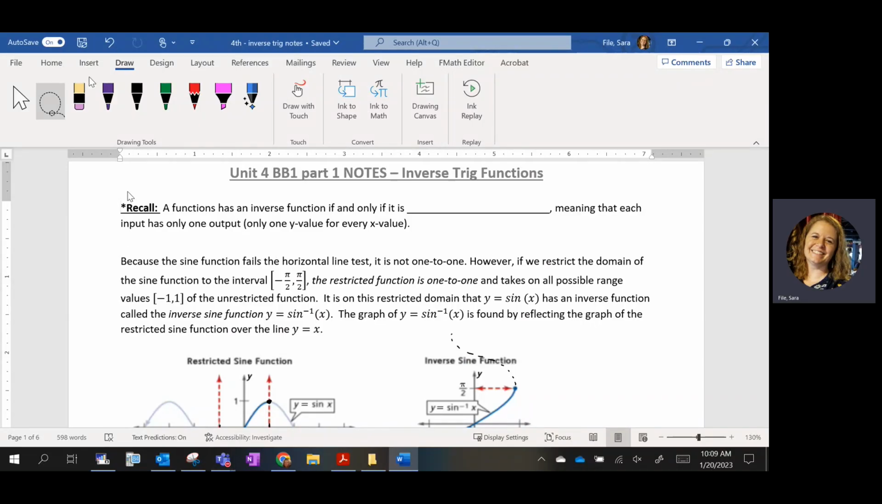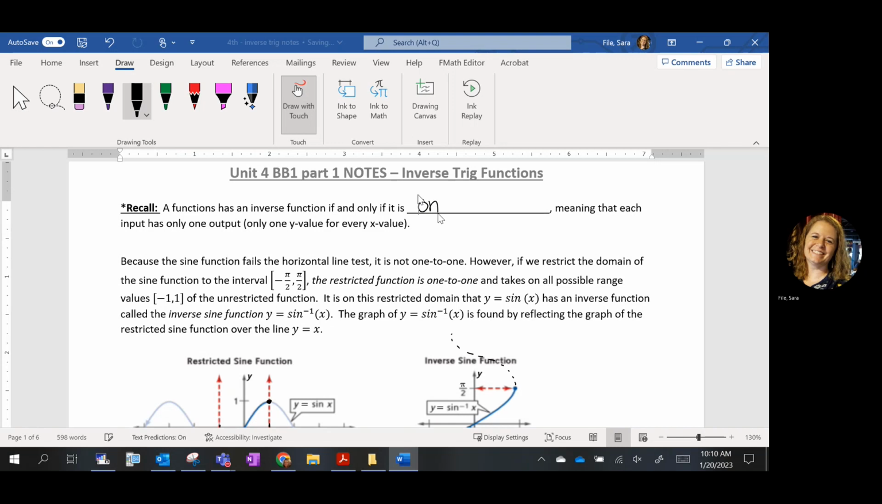Inverse trig is the first topic we're going to talk about in Unit 4. One thing we need to remember: recall that a function has an inverse function if and only if it is 1 to 1. I don't know if you remember that phrase or not, but 1 to 1 means that for every input, there is only one output. For every X, there is only one Y.